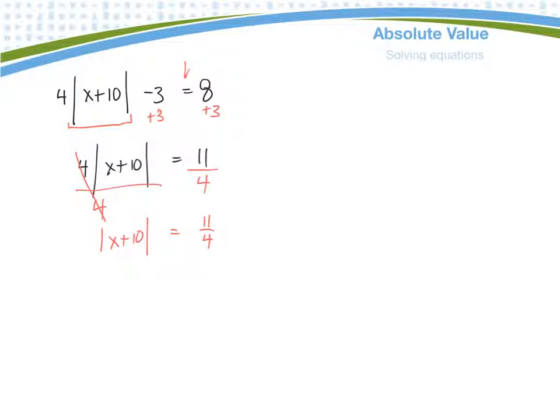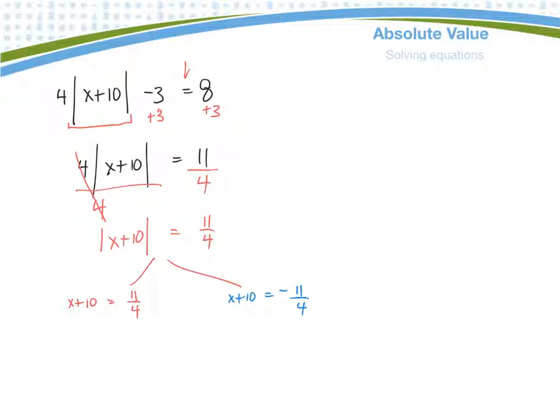Now I want to get rid of the absolute value sign. And to do that, it's a special thing with absolute value signs, you split it into 2 equations. So you lose the absolute value sign, and it splits into 2. The first one will be x plus 10 equals a positive 11 quarters, and your second one will be x plus 10 is equal to a negative 11 quarters.